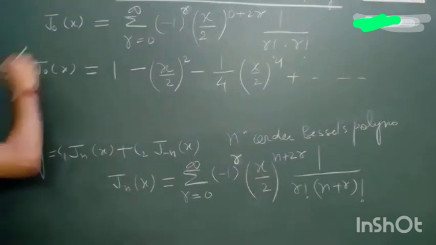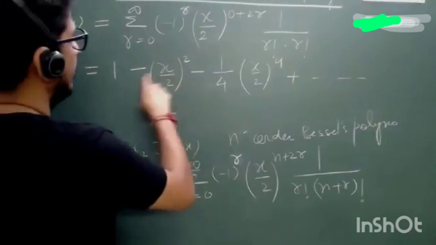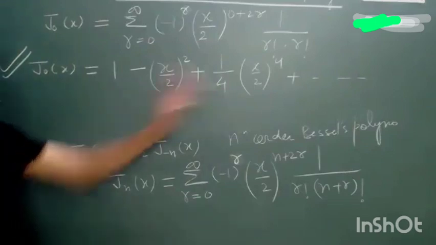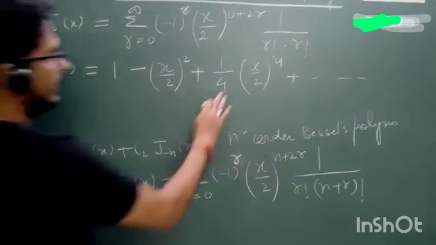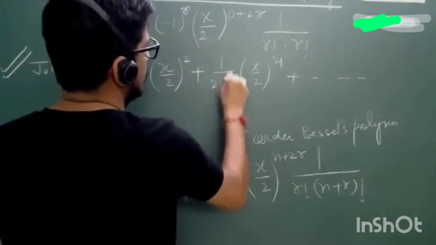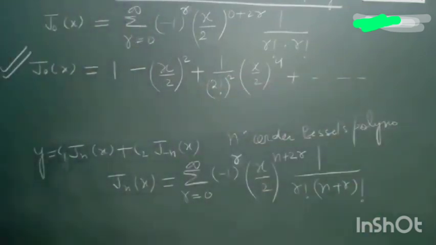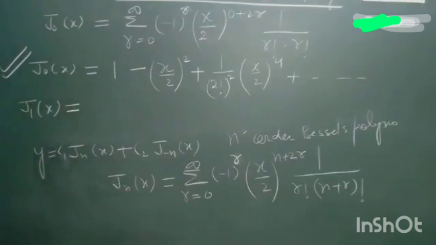This is one of the previous year questions. First minus and then plus, for r equal to 0, 1 and 2. So we can write this as 2 factorial square and then 3 factorial square. Similar terms will come. Now let me write J1.